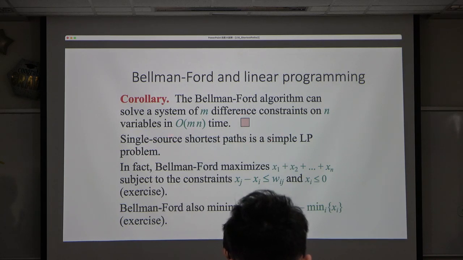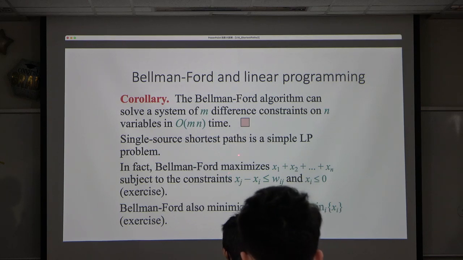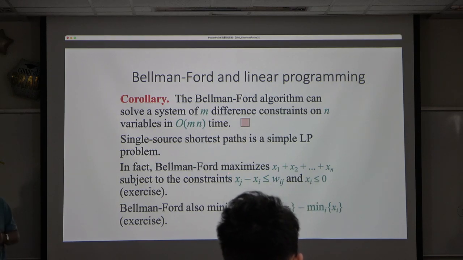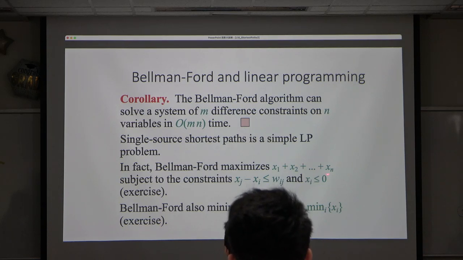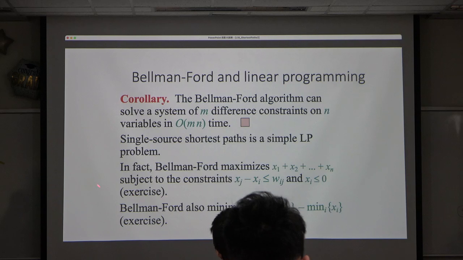In fact, Bellman-Ford maximizes. Previously we said this is a satisfiability problem, right? But actually, the solution provided by Bellman-Ford is going to maximize x1 plus x2 plus ... plus xn, subject to the constraints xj minus xi smaller or equal to wij, and xi smaller than or equal to 0. This one I'll leave for you as an exercise.